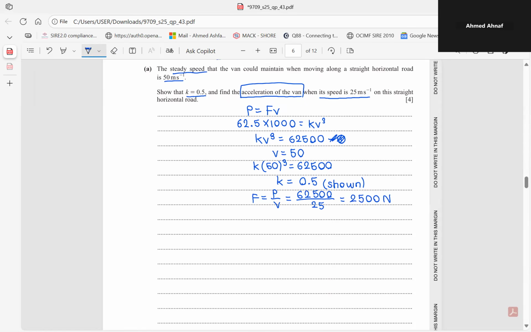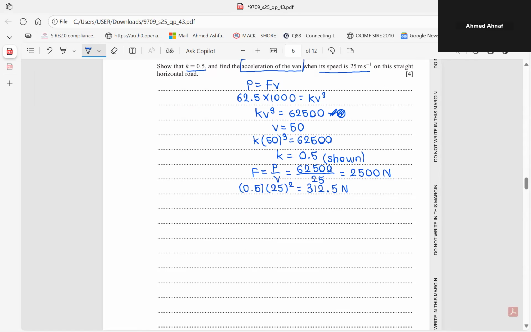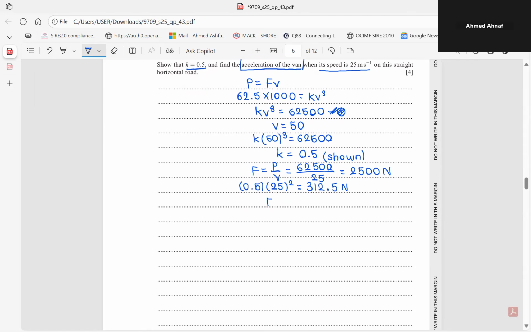Now we're going to find the resistive force, which is given by kV squared. So that's 0.5 times V squared, which is 25 squared. So this is equal to 312.5 newtons. Yeah, now we can use our Newton's second law, F equals ma.